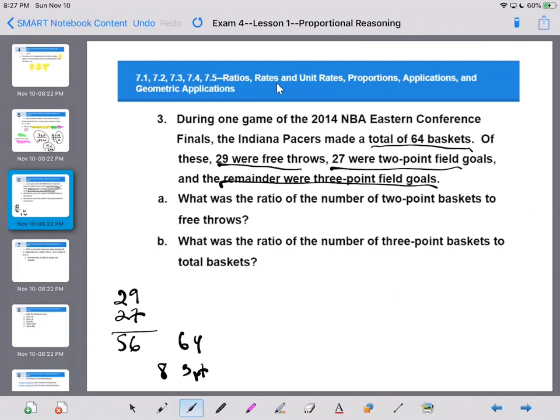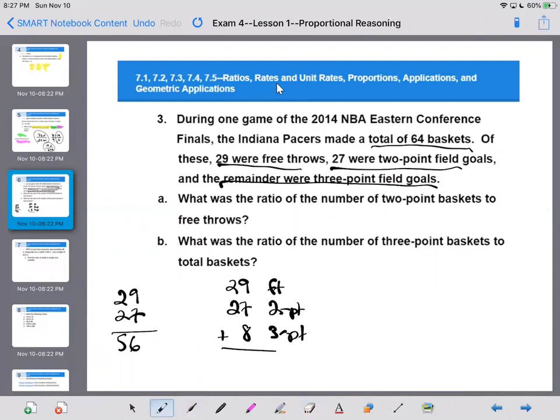So you got 29 that were free throws. You got 27 that were 2-point baskets, and you're going to have 8 that were 3-point baskets. Now, all of that should total up to 64. So 16 and 8 would be 24, there's 64. So we know it totals.